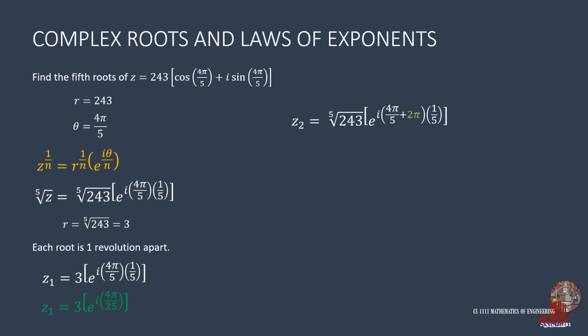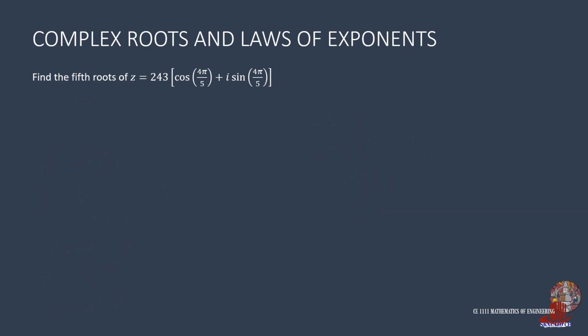The second root is then a revolution or 2 pi more, where 2 pi is equivalent to 10 pi over 5. Add the original theta of 4/5 pi and get 14 pi over 5. Now simplify the exponent and have the second root as 3e raised to i times 14 pi over 25. The succeeding roots are computed similarly.